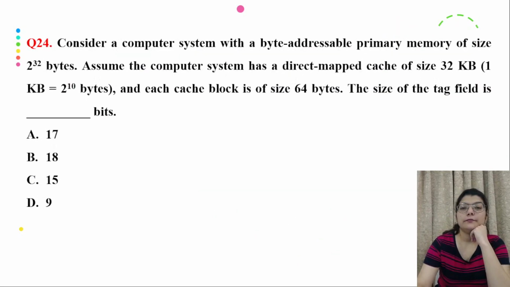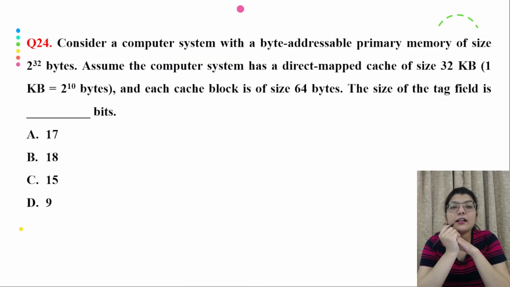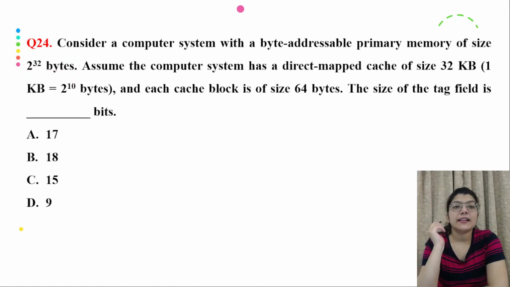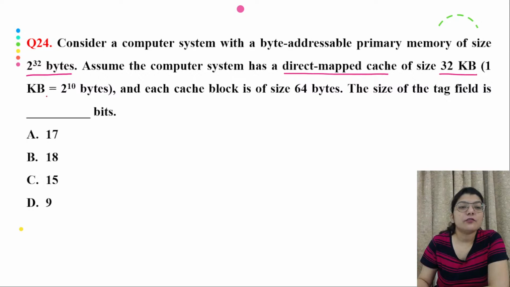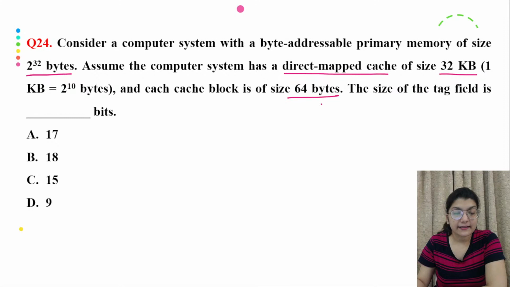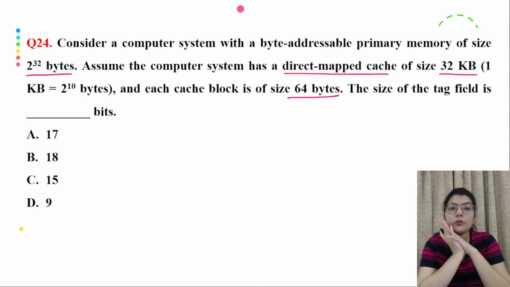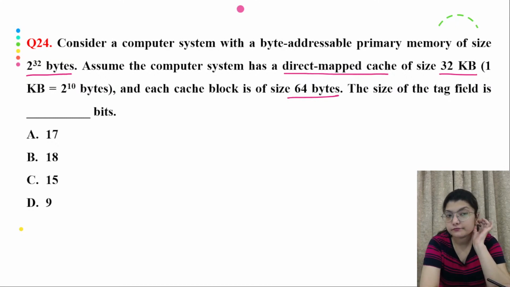Now moving on. Consider a computer system with byte addressable primary memory of size 2 raised to power 32 bytes. Assume that the computer system has a direct mapped cache of size 32 KB, where 1 KB is equal to 2 raised to power 10 bytes, and each cache block is of 64 bytes. So again the same question, but they have clearly mentioned that you are using a direct mapped cache. So they are asking the size of the tag field. What will be the answer for this question?